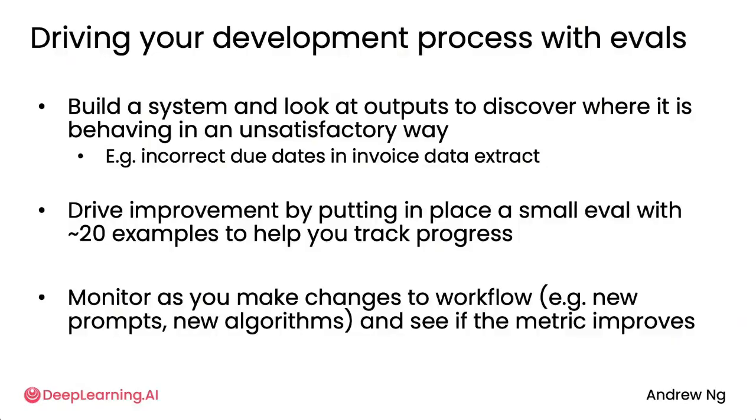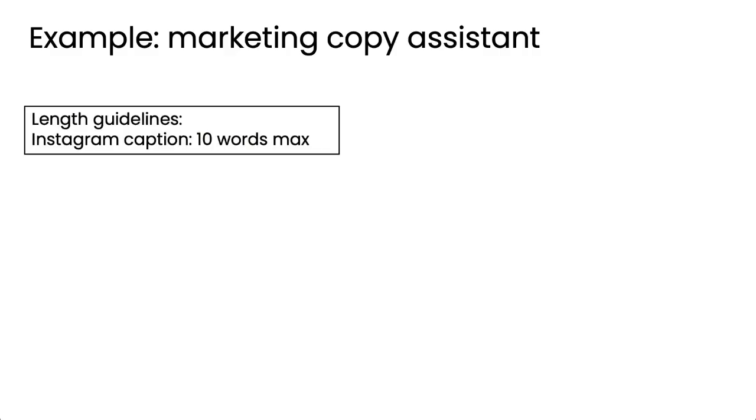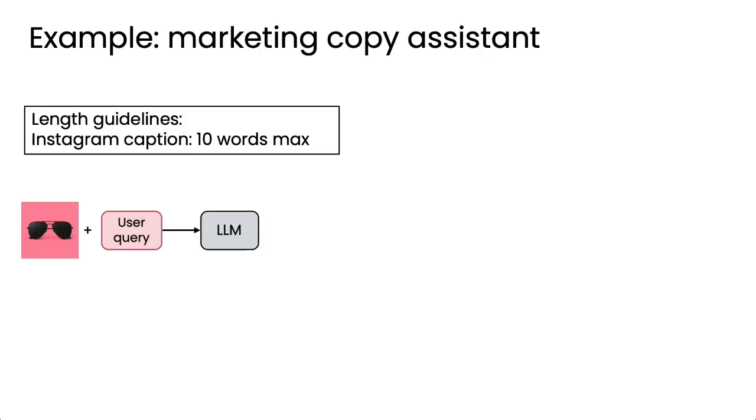This is just one example. For the second example, let's look at building a marketing copy assistant for writing captions for Instagram, where, to keep things succinct, let's say our marketing team tells us that they want captions that are at most 10 words long. So we would have an image of a product, say a pair of sunglasses that we want to market, and then have a user query, like please write a caption to sell these sunglasses, and then have an LMM, or a large multimodal model, analyze the image and the query and generate a description of the sunglasses.